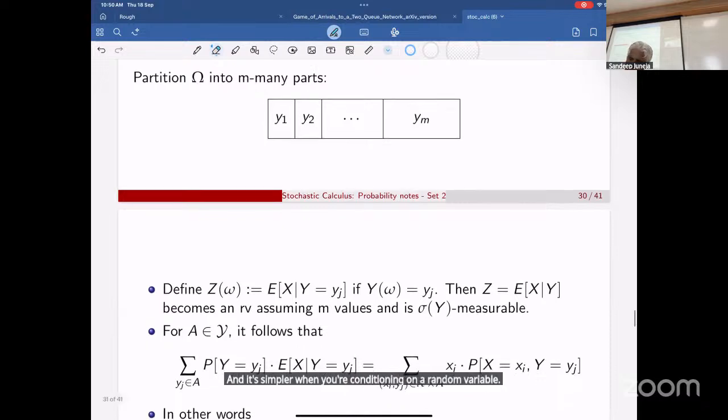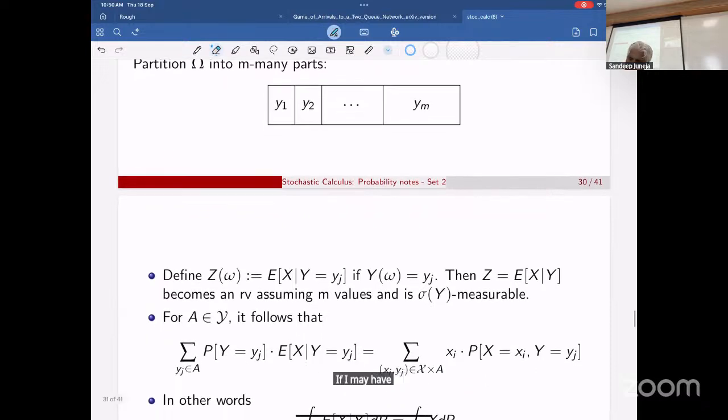Professor, shouldn't it be Y(omega) belongs to yj instead of Y(omega) equals yj? Because why are you defining them as sets itself? No, we look at all the, see, this is our safe space, right?